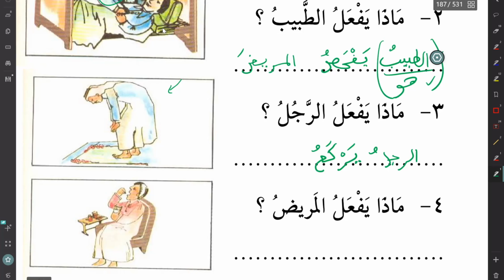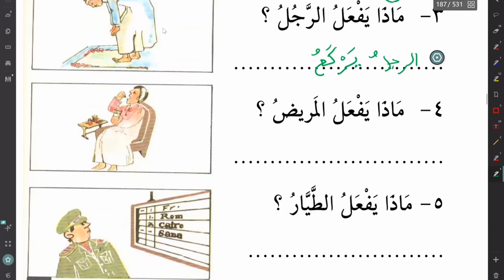So the man is making a ruku. Here, this word yarka'u doesn't need an object. This is your intransitive verb. It doesn't need an object. You can just say yarka'u. He is making ruku. Okay.